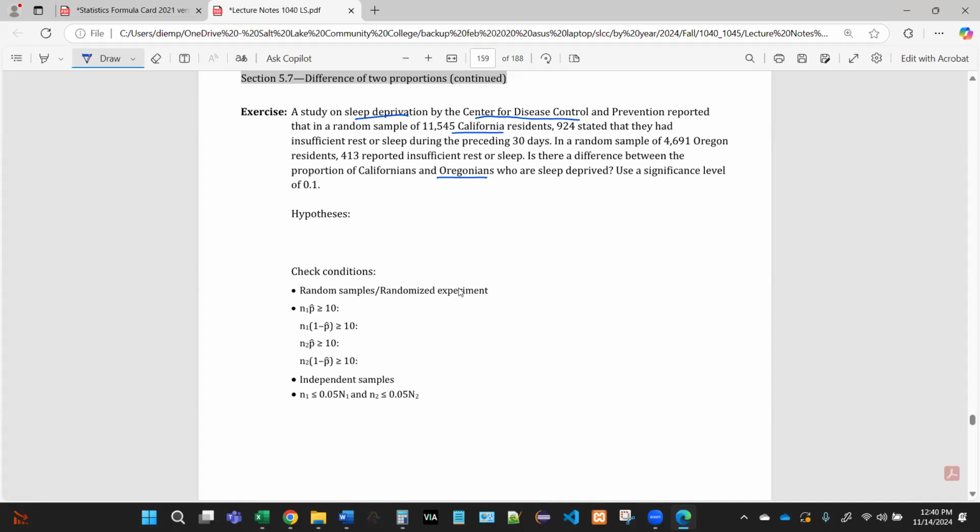And so I want you guys to try this. We don't have a lot of time, so we probably won't be able to check all of the conditions here, but I definitely want you to write out the hypotheses, practice with that. Then I want you to jump into GeoGebra and practice with calculating the p-value and your test statistic and writing out the conclusion. I think we definitely have enough time to do that.